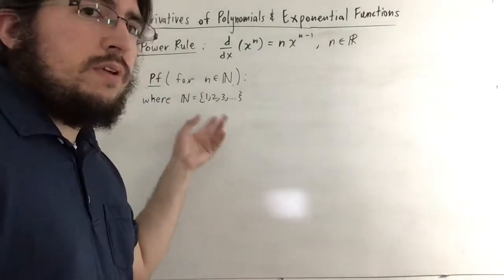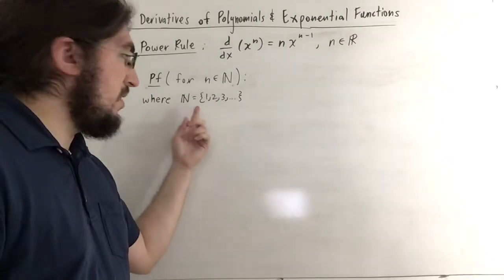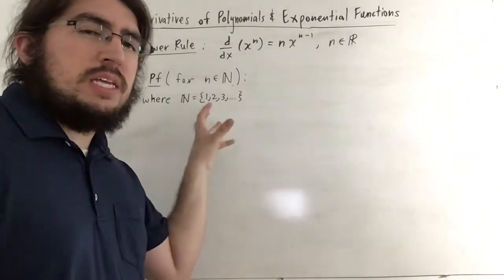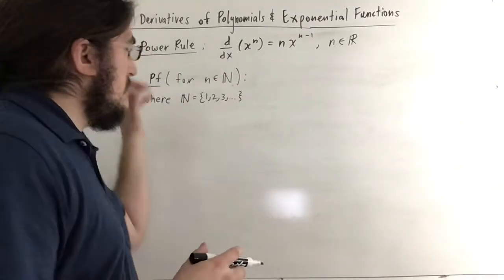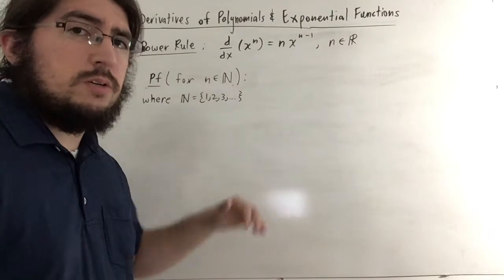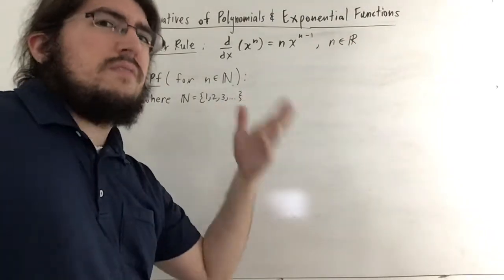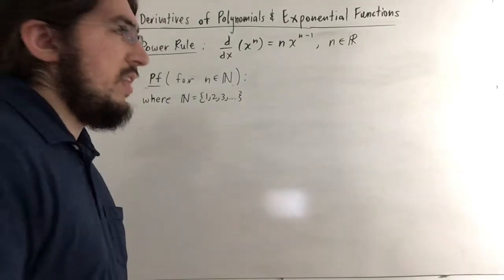But I'm only going to prove it for n being in the natural numbers, meaning positive integers 1, 2, 3, and so on. The reason why I'm only going to prove it for these is because to prove it for every real number is a little involved, so I'll just prove it for positive integers, and you'll just take my word for it that it's true for all real numbers, but we'll eventually see the proof for all real numbers, but we don't quite have the tools for that yet.